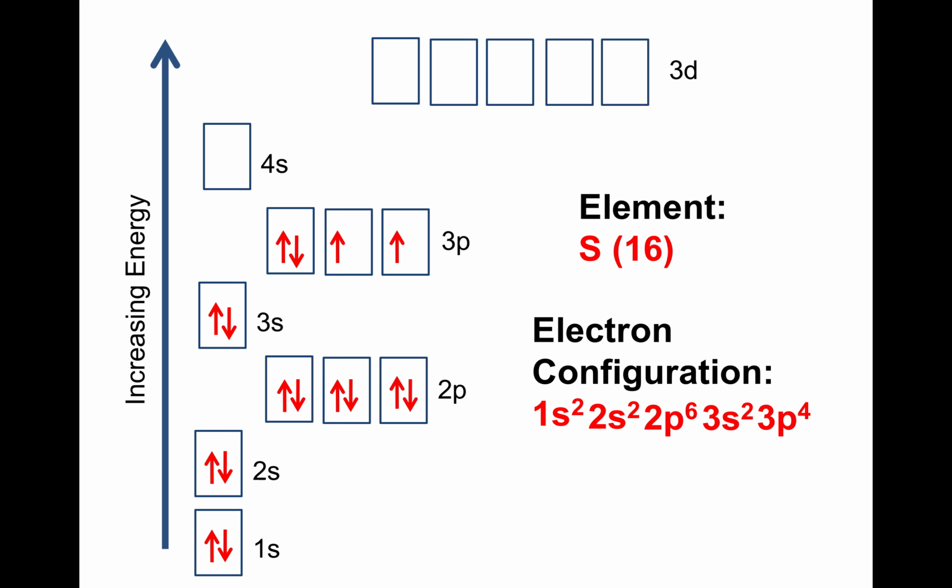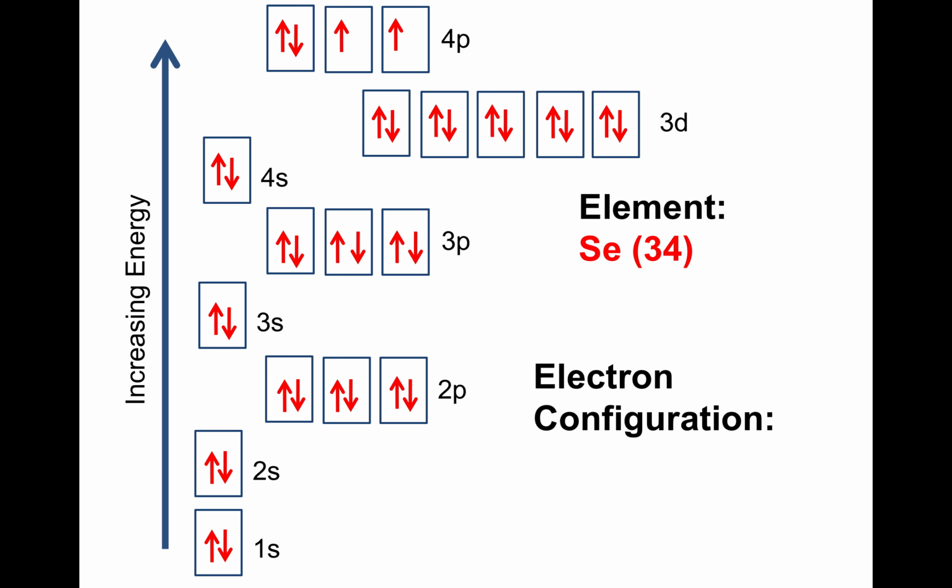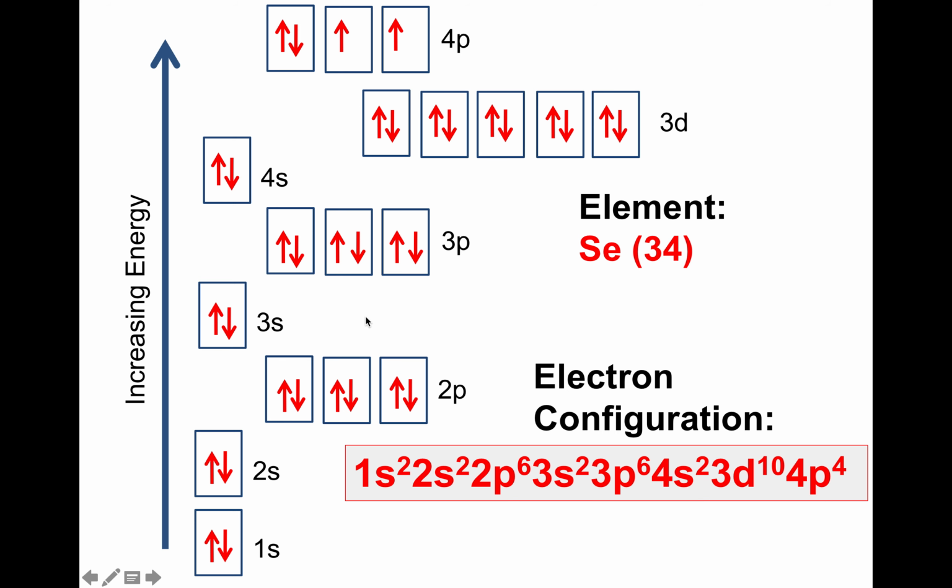You will give selenium a try, and then as soon as you're finished, go ahead and click play, and we'll go over it. So for selenium, you have a much longer list to do, but you should have ended up with 1s2, 2s2, 2p6, 3s2, 3p6, 4s2, 3d10, and 4p4.